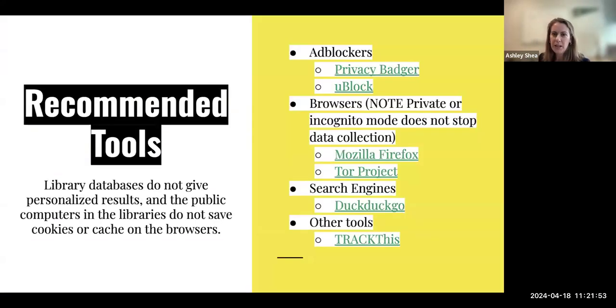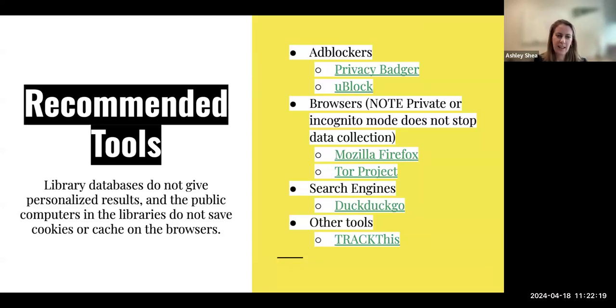And then some tools that we recommend are ad blockers, some browsers that tend to preserve more privacy than the more common browsers. Similarly, search engines that aren't necessarily relying on your past behavior to then recommend based on your current search, but instead are just recommending based on your current search alone and not what you've done or looked for in the past. And then other tools like Track This too.